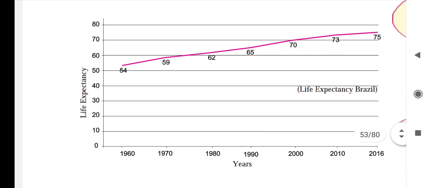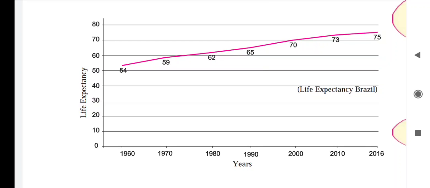See, here on the x-axis years are shown, and on the y-axis life expectancy is shown: 0 years, 10, 20, 30, 40, 50, up to 80. Here Brazil's life expectancy is shown. In 1960, the average life expectancy of the people in Brazil was 54 years.